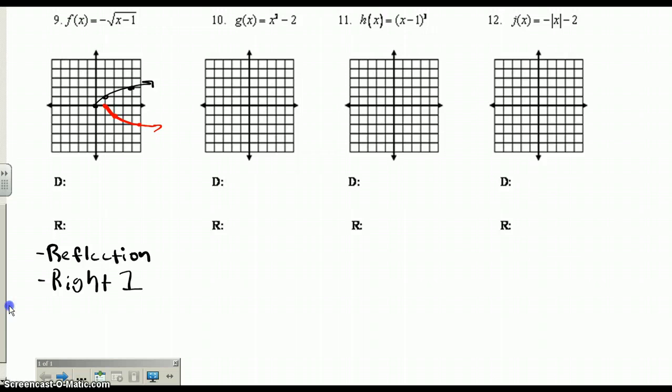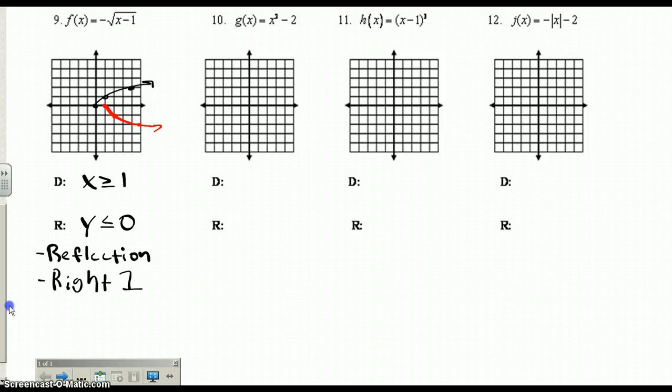Okay, the domain might be a little tricky here. Notice where the x values start. The lowest x value is at positive 1. So x has got to be greater than or equal to positive 1. Now, the maximum for y values is 0. Everything else is less than that. So y has got to be less than or equal to 0.